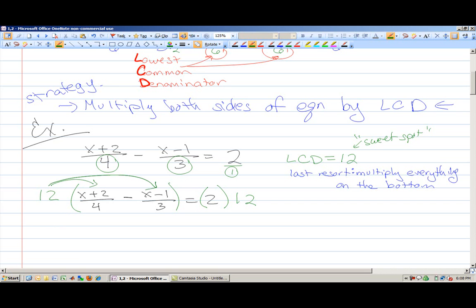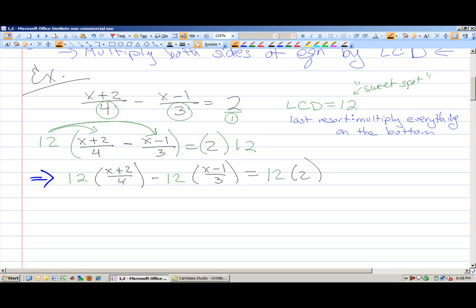A lot of people skip this next step. I'm going to say don't skip this next step. I'm going to say 12 is going to be distributed across the x plus 2 over 4, minus 12 times x minus 1 over 3, equals 12 times 2. Okay? So we had 3 terms here: 1 term, 2 terms, 3 terms. So we still have 1, 2, 3 terms, each one of them multiplied by 12. That's a really good way while you're working to make sure that you're doing everything right.